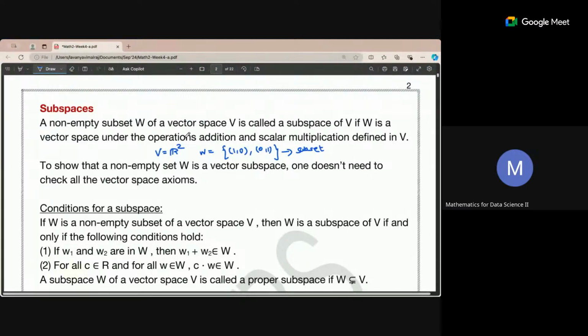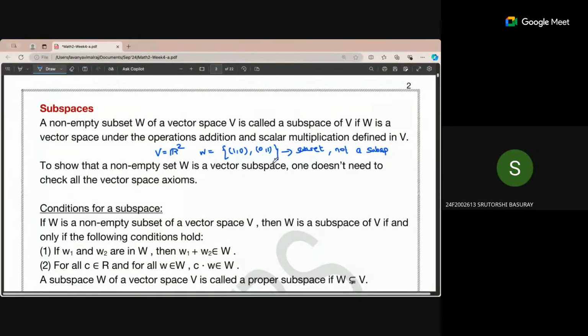See, subspace means it should be closed under addition and scalar multiplication. If you add these two vectors, what is the resulting vector? (1,1). Is it there in this set? No. Right? So this is not a subspace. All possible linear combinations should be inside that, right? So addition and scalar multiplication.